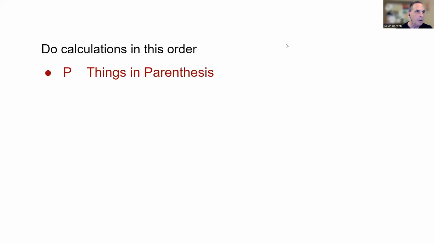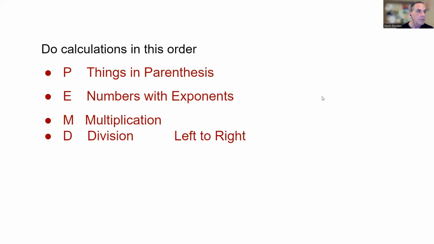So the order that we want to be looking for when we look at what's called a math expression is first do things in parentheses. Parentheses are like grouping symbols that essentially say, do this first. Exponents are next. So we want to look at any numbers that have an exponent, and we want to simplify those. Then we want to look for multiplication or division.